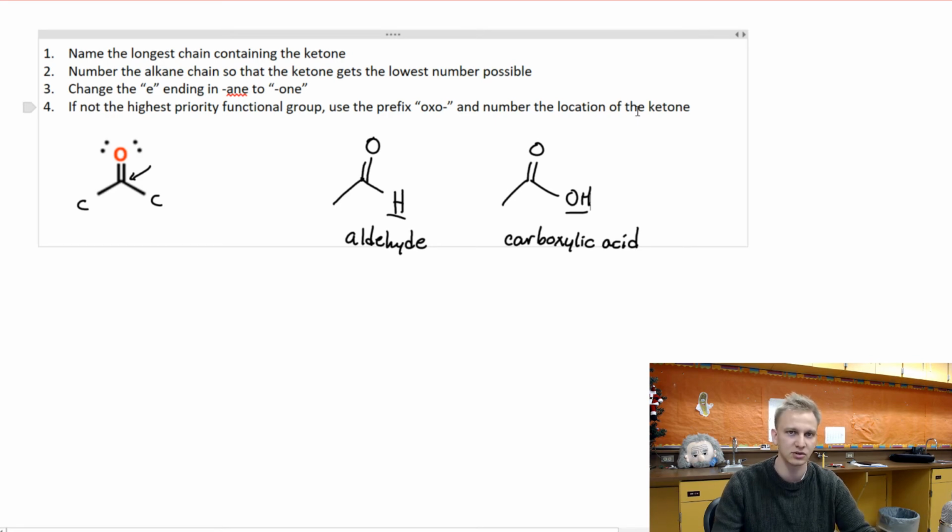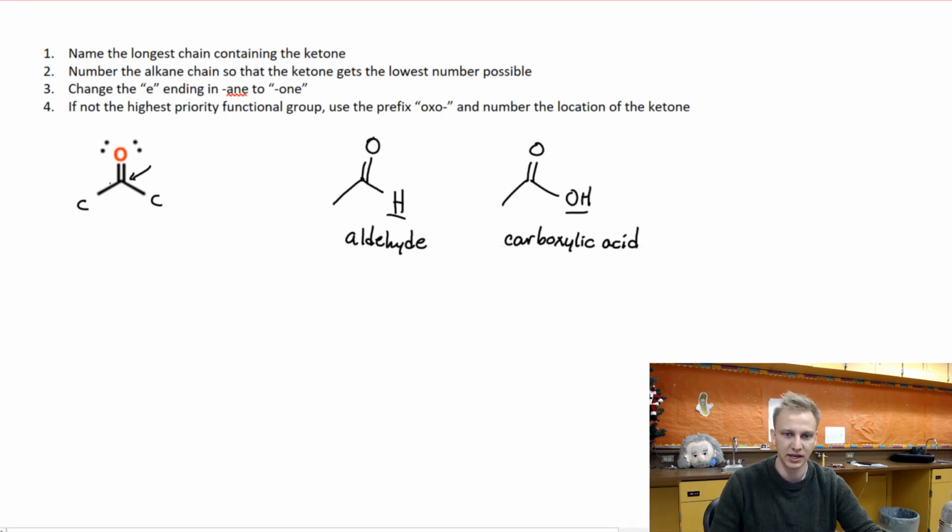We always need to number the location of the ketone because it's not happening at the end of a molecule. It's always somewhere in the middle. And so when we're looking at this here, we have a 3-carbon molecule and it's on carbon number 2. It doesn't matter which side you number from. Carbon number 2 is where we have this ketone, and so we have a propanone. We have a propanone, that's the name. So we change that ending of the E from a-n-e to a-n-o-n-e. That's the change of the number, and that's how you can name and number ketones.